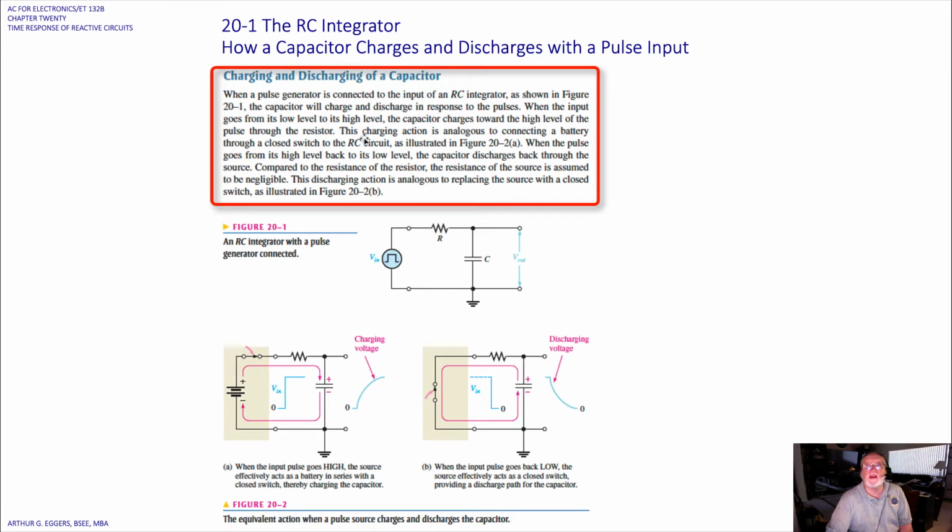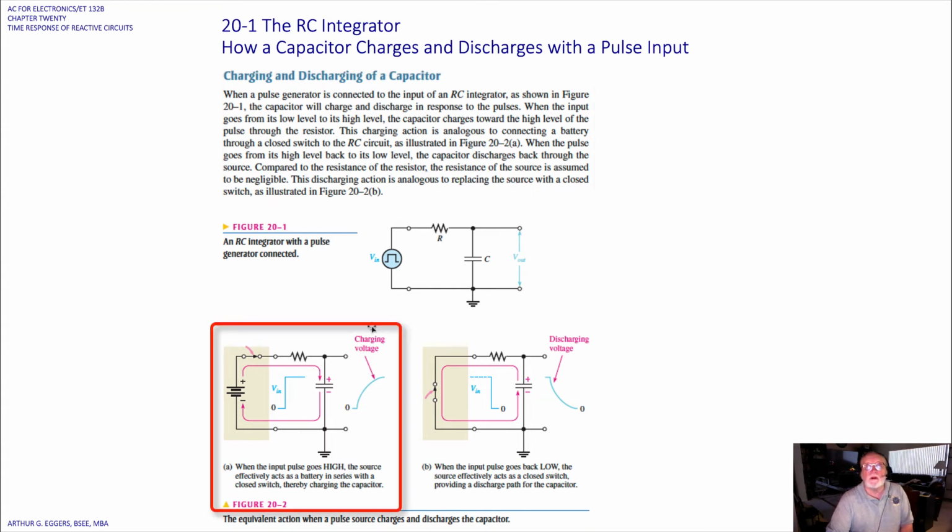This changing action is analogous to connecting a battery through a closed switch to the RC circuit. When the pulse goes from high level back to low level, then the capacitor starts to discharge back through the source. Compared to the resistance of a resistor, the resistance of the source is assumed to be negligible. This discharging action then is analogous to replacing the source with a closed switch. So we can see that in the diagram below.